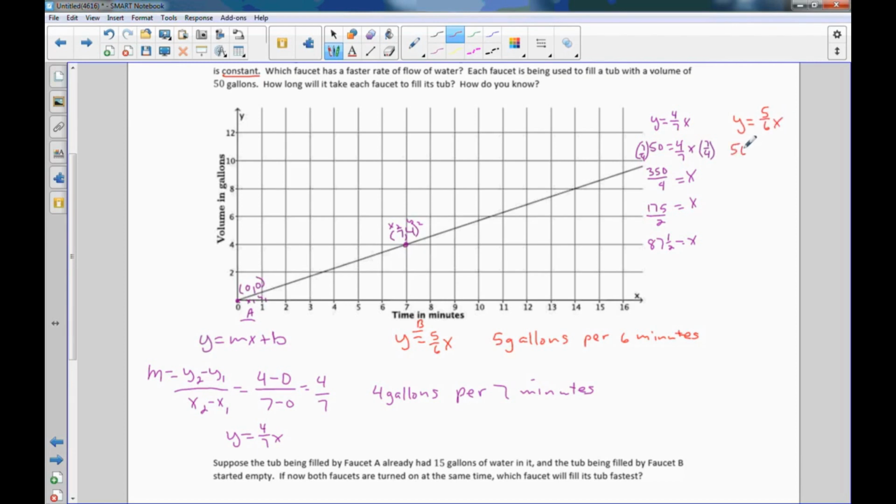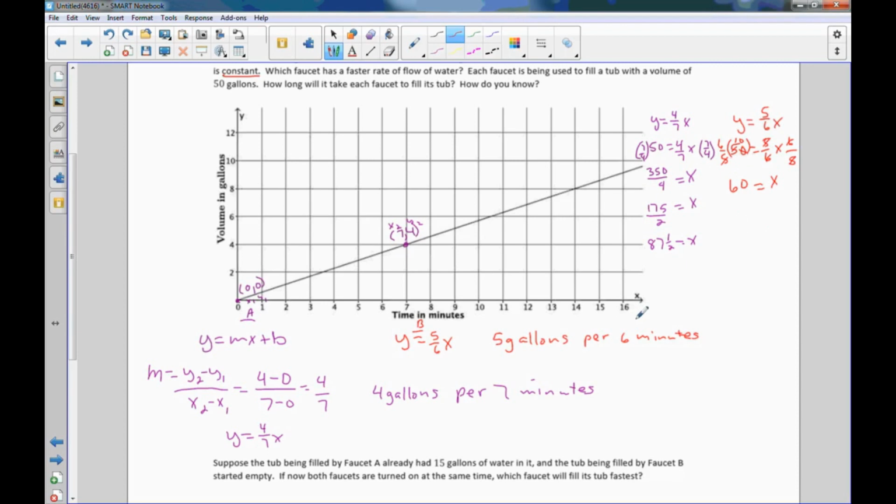My Y is 50 gallons. My rate is 5 gallons per 6 minutes, and my time is what I'm trying to figure out. So I multiply both sides by 6 over 5, and multiply this side by 6 over 5. And the 6 cancels the 6, the 5 cancels the 5. I'm left with x equals. The 5 will make this 50, 10, and 6 times 10 is 60.